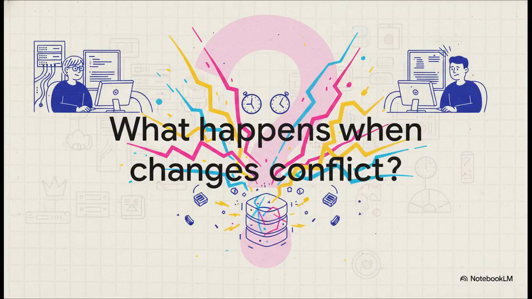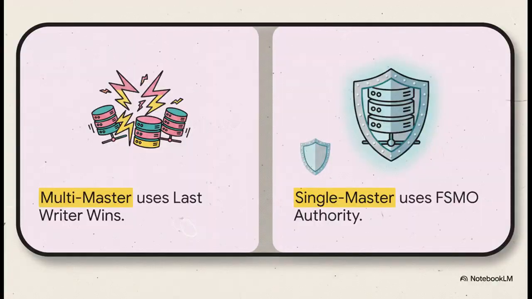So, what happens when changes conflict? Picture this. You've got a multi-master environment, and two system admins sitting in totally different offices try to update the exact same Active Directory object at the exact same millisecond. I mean, total chaos, right? Because Active Directory is fundamentally a multi-master database, it usually relies on a last writer wins algorithm to sort out those conflicts. And hey, normally that works.